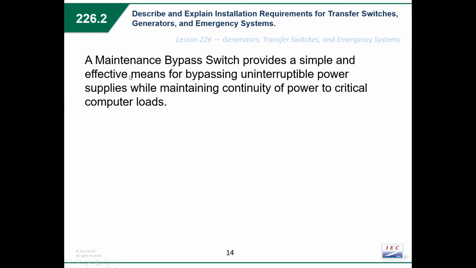And then just to wrap here, a maintenance bypass switch provides a simple and effective means for bypassing uninterruptible power supplies while maintaining continuity of power to critical computer loads. So, one last piece. We don't have much in the slide here, but again, make sure you do your reading. But uninterruptible power supply, in other words, known as a UPS system.